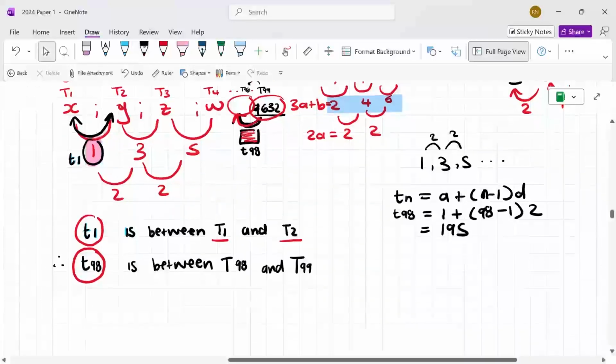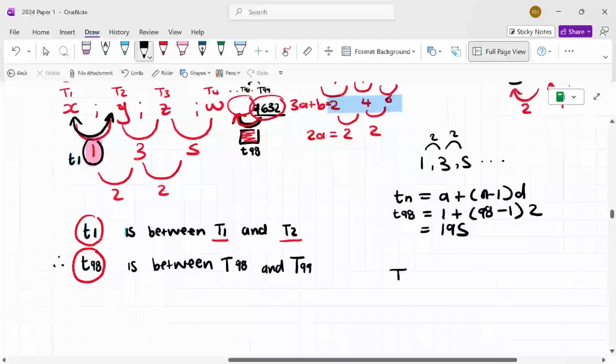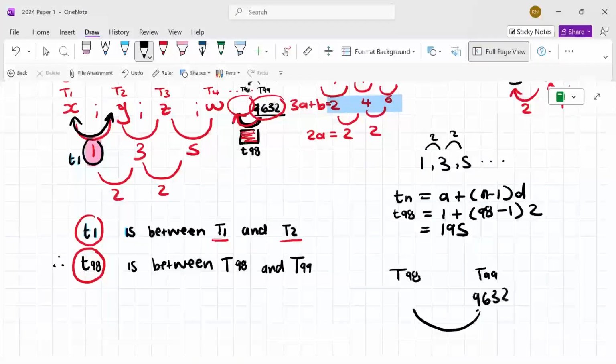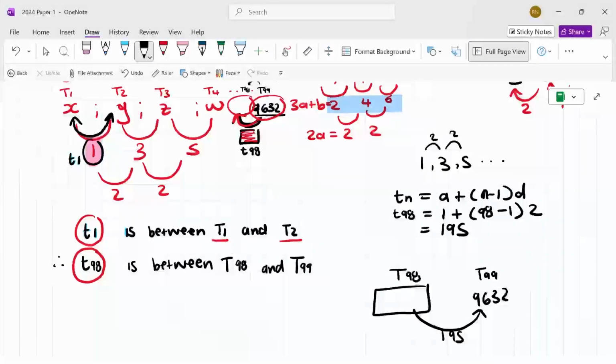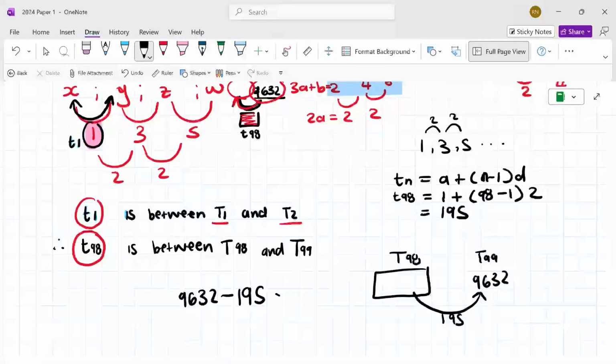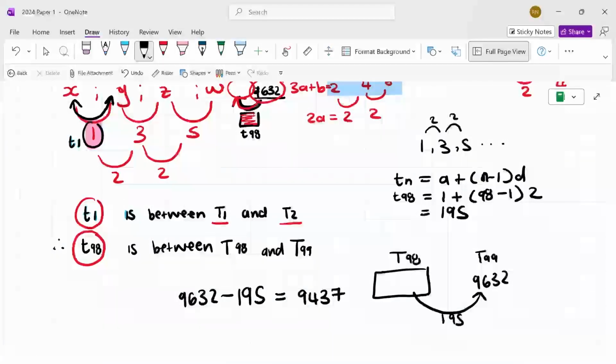So I'm telling you that I have T98, I have T99, and I know that this is 9632. To get from T98 to T99, I had to add 195. Can you tell me what this T98 is going to be? I see a few people have already gotten it. You're just going to say 9632 minus 195, right? And that should give you 9437.